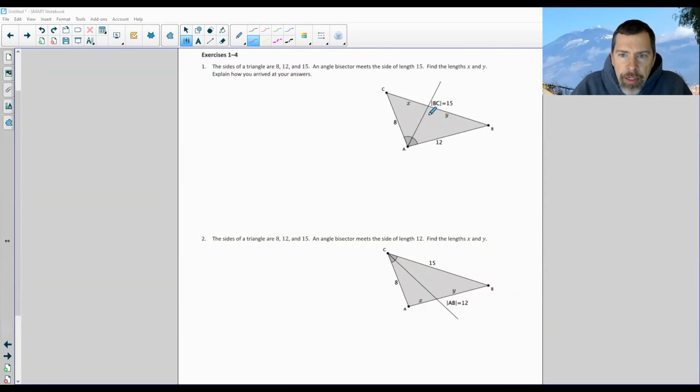Okay, so keep in mind that we have a proportional setup. Let's call this A, B, C, and let's call that D. So I can set up a proportion. I can say BD is to DC as, or I suppose I could use equals, AB is to AC.